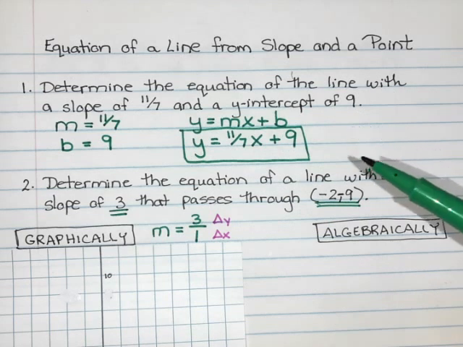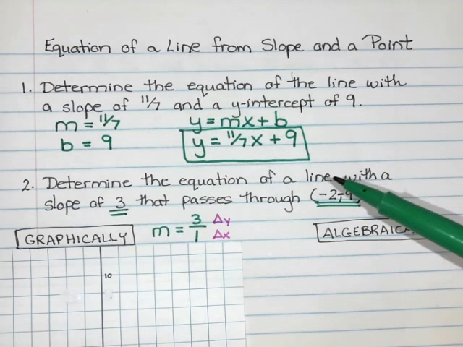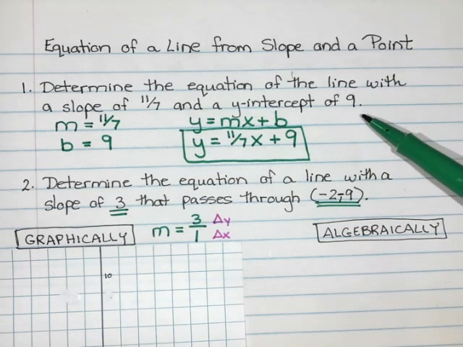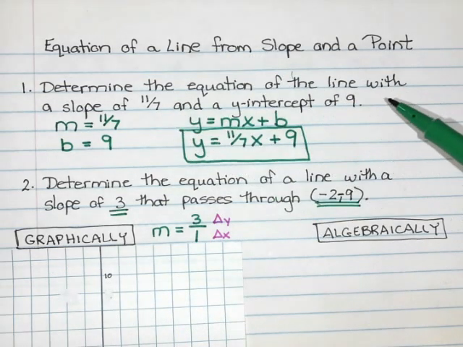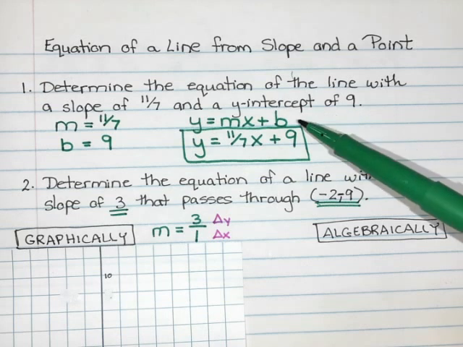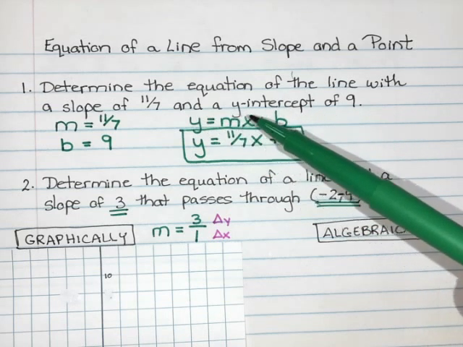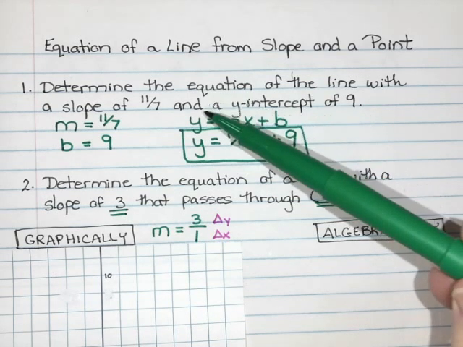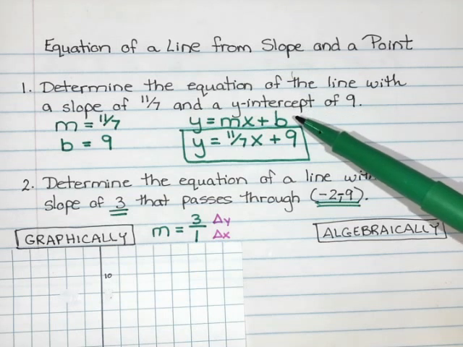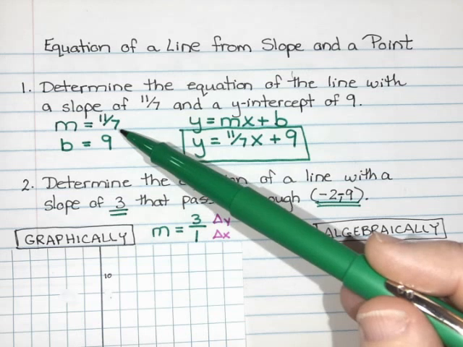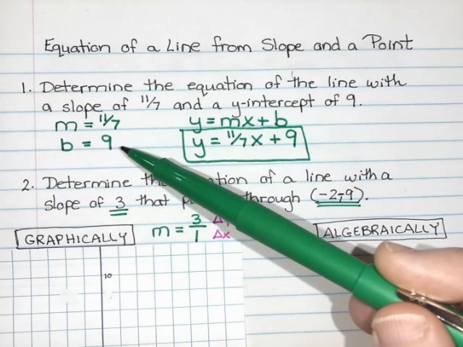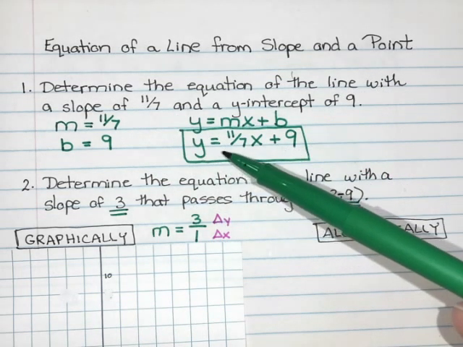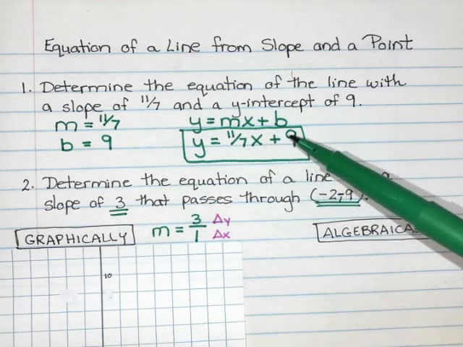So I had to restart this video, which means the first part of this lesson is already filled in, but I'm going to talk you through it. It says, determine the equation of a line with a slope of 11 over 7 and a y-intercept of 9. The basic form for the equation of a line is y equals mx plus b. m is the slope, b is the y-intercept, and x and y represent the points on the line. I know from the question that the slope m is 11 over 7 and that the y-intercept b is 9. So if I substitute those into this equation, I get y equals 11 over 7 x plus 9.